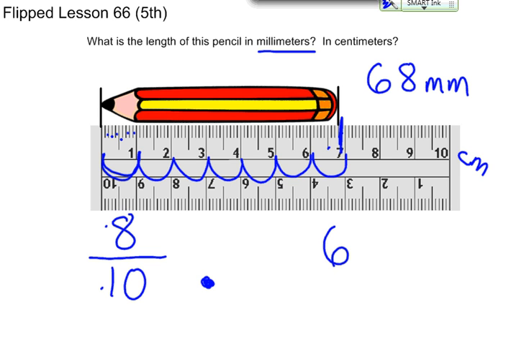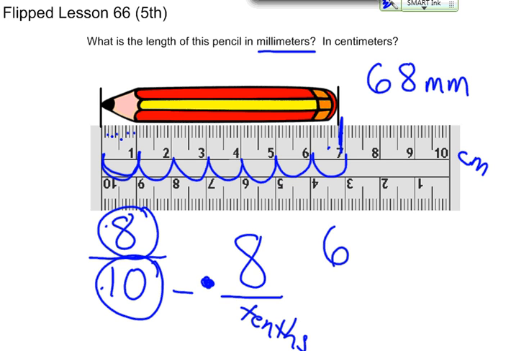We just learned about our decimal places. We have our ones place value and our tenths place value, which would mean that if we have 8 tenths, we have 8 tenths. And so in the end, we're going to have a decimal of 6.8 centimeters. And we can use this idea to help us understand the relationship between millimeters and centimeters. Since there are 10 millimeters in 1 centimeter, we can use tenths to help us understand this idea.